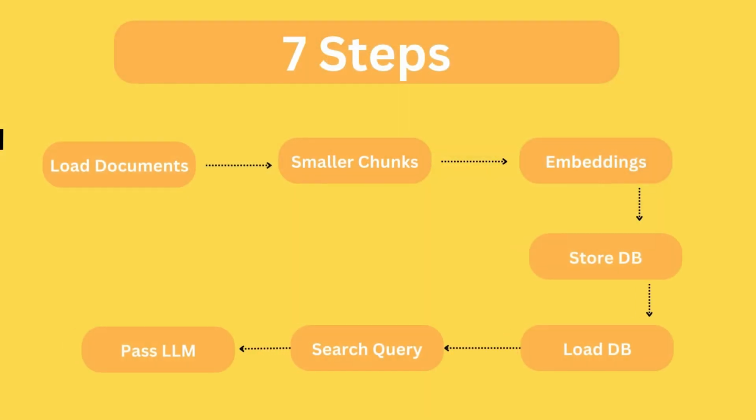I have divided this complete RAG tutorial into 7 main steps. Step number 1, we need to load our documents. Step 2, we need to divide it into smaller chunks. Step number 3, we need to use our embedding model and convert these chunks into embeddings. Now don't worry, we will discuss what actually embeddings are later in the video. Step number 4, we need to store these embeddings into our vector database. Step number 5, we need to load our vector database. Step 6, we need to search for our relevant query. And last but not least, we need to pass our information to our large language model.